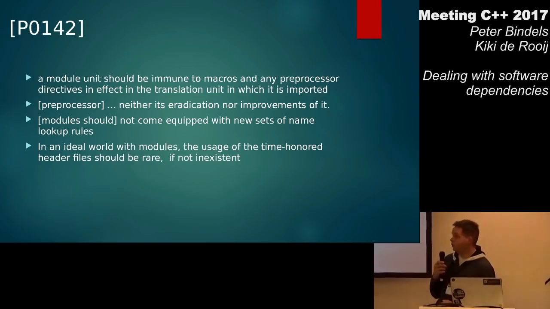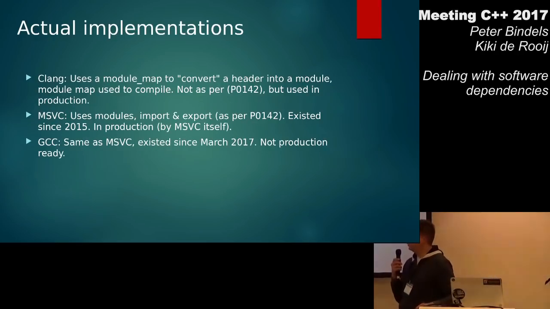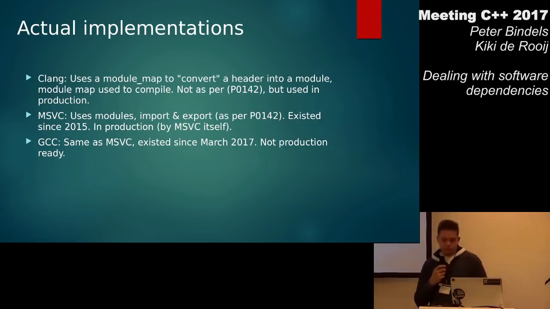So there's the actual implementation of modules, and there's 3 different implementations. There's basically Clang, Visual Studio, and GCC. Starting with Clang, they have the oldest implementation, and it uses a module map to basically tag and include as: this include is actually not an include but a module import. And then please read it as a module. And you can also tag other files as this should actually be read as an include statement.